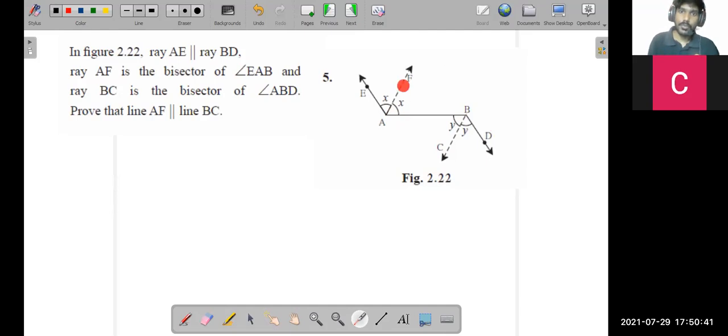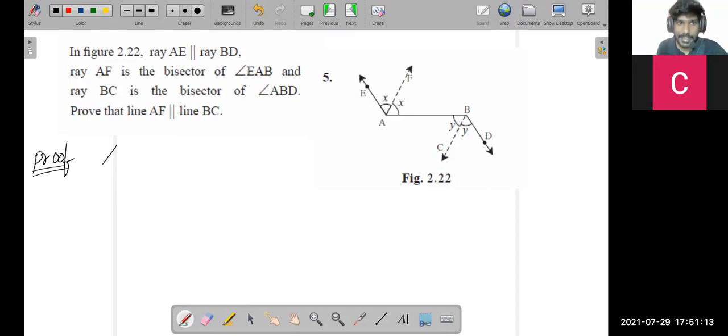You have to prove that this ray AF is parallel to BC. This is what you have to prove. So what is given in the question and what you have to find out, is that clear? Yes, sir. Okay, so we can start with the proof or solution. Slowly, one by one, we'll finish it.